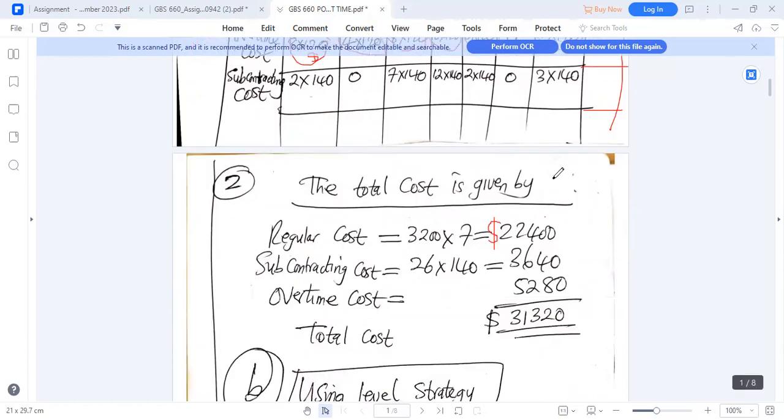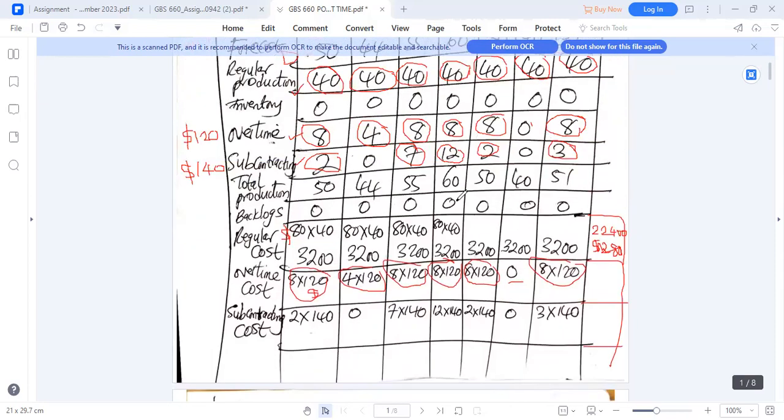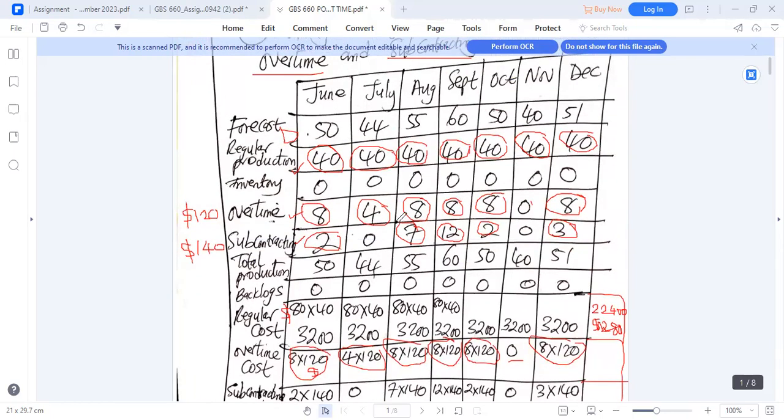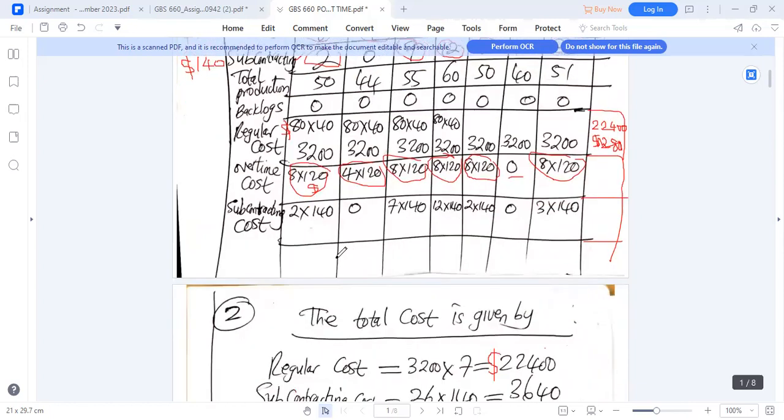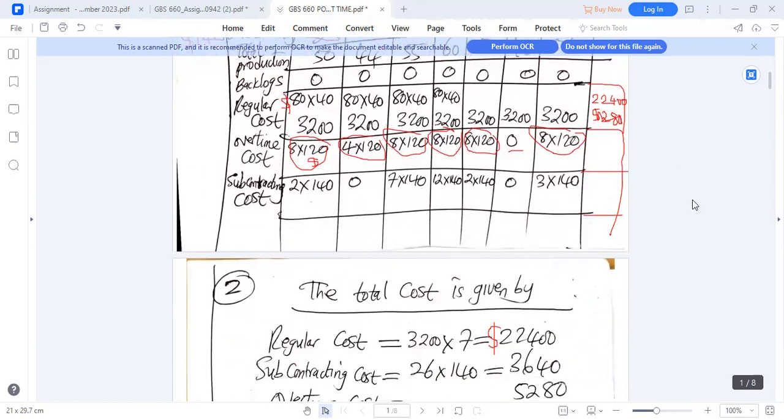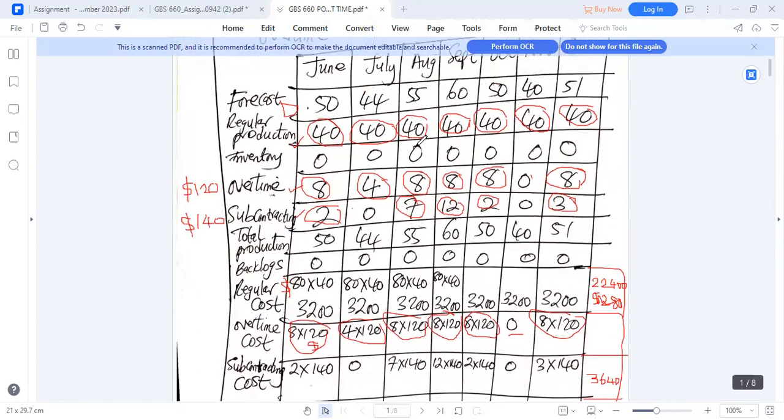Then the other one, for subcontracting, we only subcontracted in a few months. In June, 2 units, August, 7 units, September, 12 units, October, 2 units, and December, 3 units. So multiplying by the rate of subcontracting, which is $140, our subcontracting cost came to $3,640. This is just about what is needed as we compute this, because we are trying to make sure that we are producing here to meet our demand forecast.